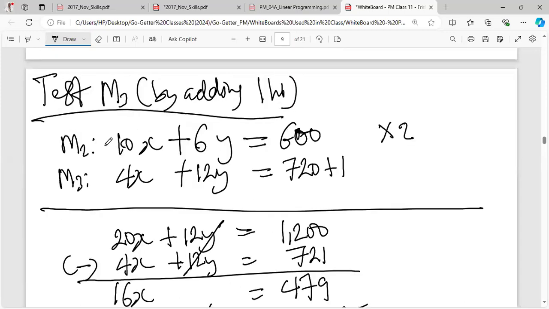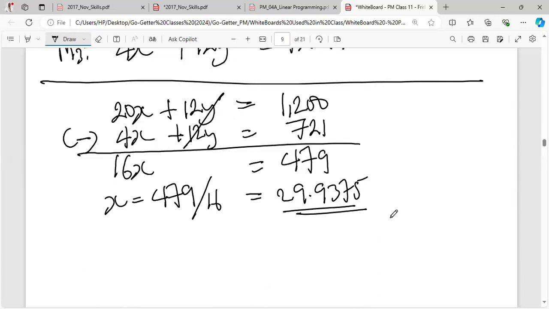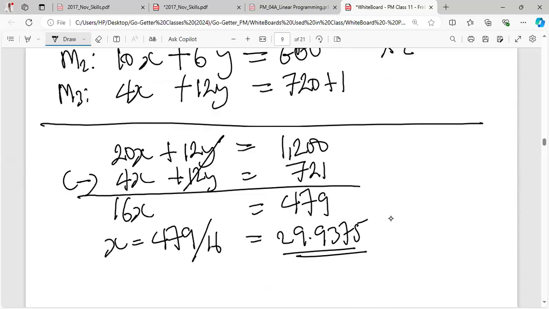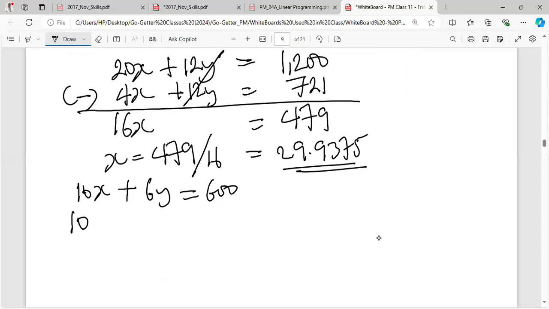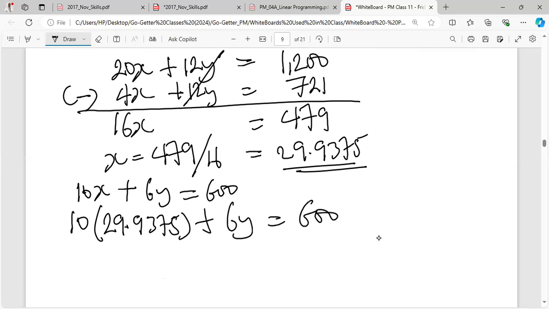Let's try it on this equation 1. We can as well try it on equation 2. So here, we have 10x plus 6y that gave us 600, right? So let's try it. This is 10 multiplied by 29.9375 plus 6y gives me 600.